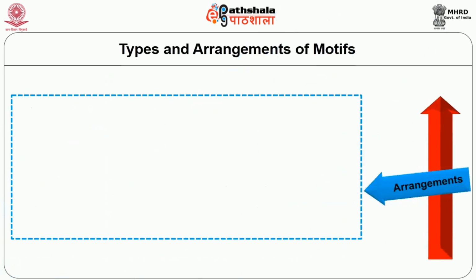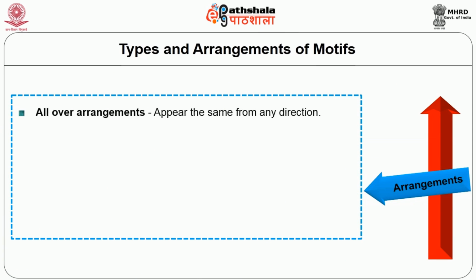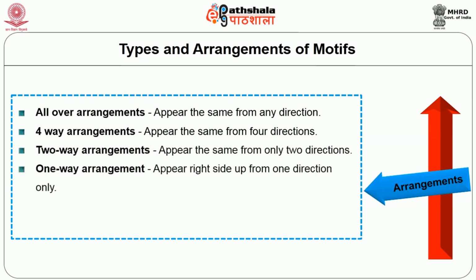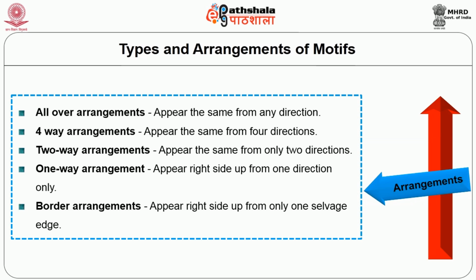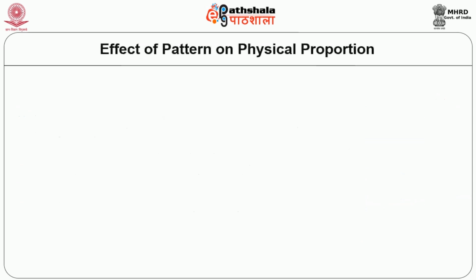These motifs could be arranged in different ways on fabric. One can do an all over arrangement. This would appear the same from any direction. The four-way arrangement can also be done, and the two-way arrangement and one-way arrangement of patterns could also be done. The border arrangement appears right side up from only one selvage edge. Let us see the effect of pattern on physical proportion.